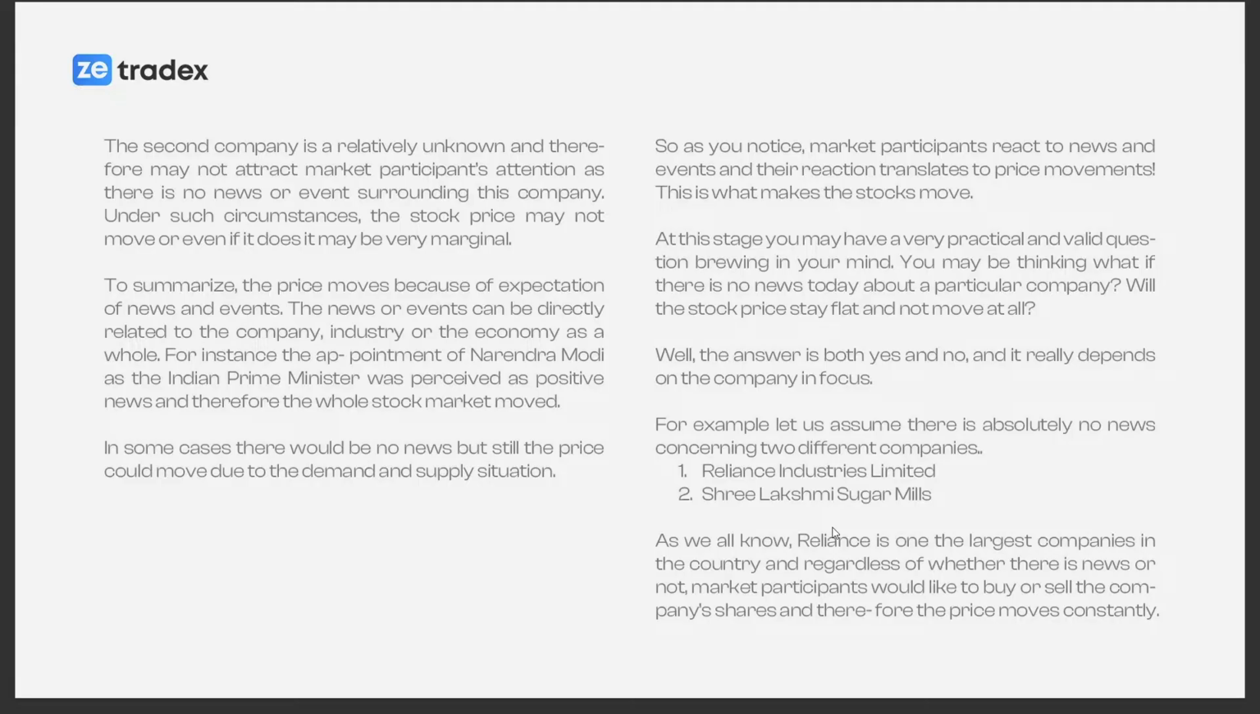For example, let us assume there is absolutely no news concerning two different companies, Reliance Industries Limited and Sri Lakshmi Sugar Mills. As we all know, Reliance is one of the largest companies in the country, and regardless of whether there is news or not, market participants would like to buy or sell the company's shares, and therefore the price moves constantly. Next page.